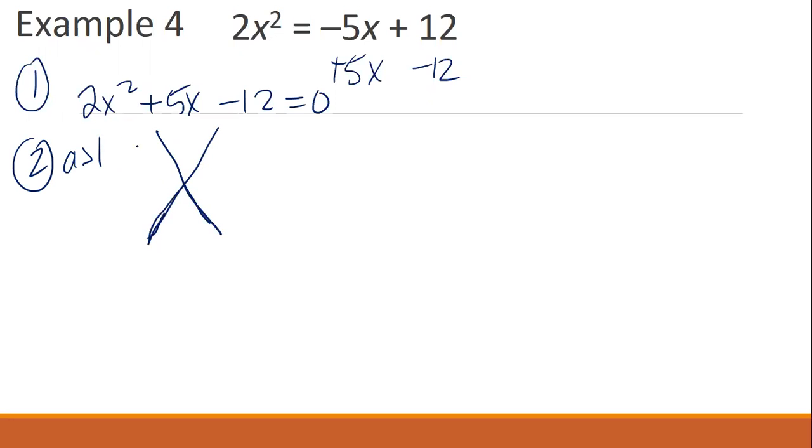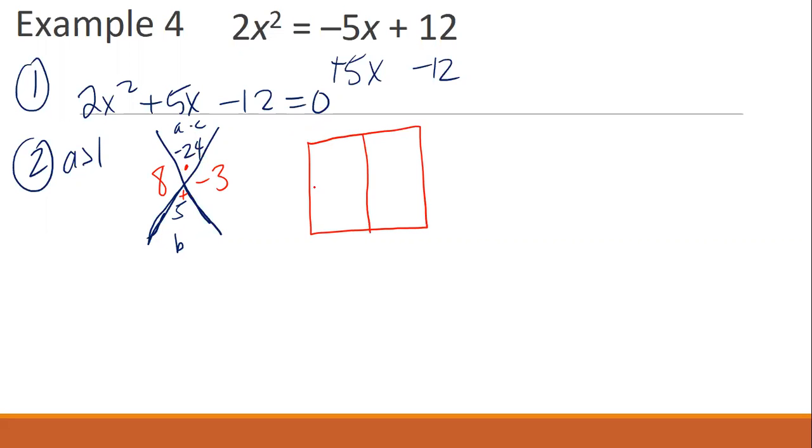X box. So in your X box, you're asking what's a times c? What's -24. What is your b? 5. So you're looking for what multiplies to give you -24, but adds to give you 5. And you get 8 and -3. So now you move on to your box. In your box, you have your first term, your last term, and your magic numbers that work.